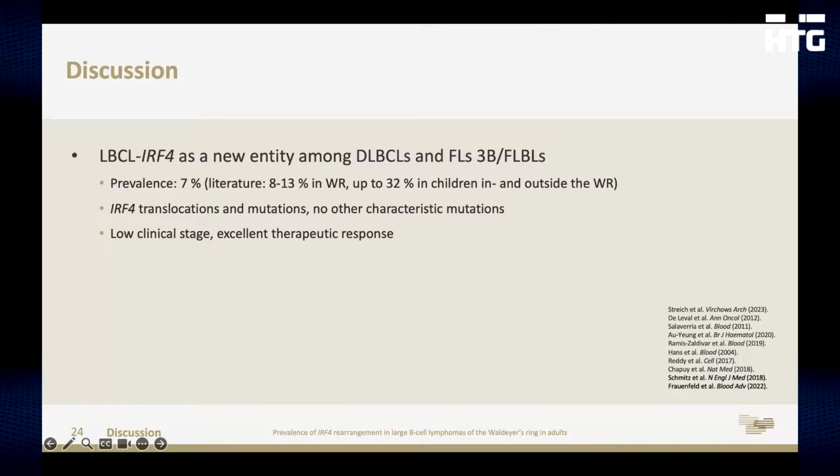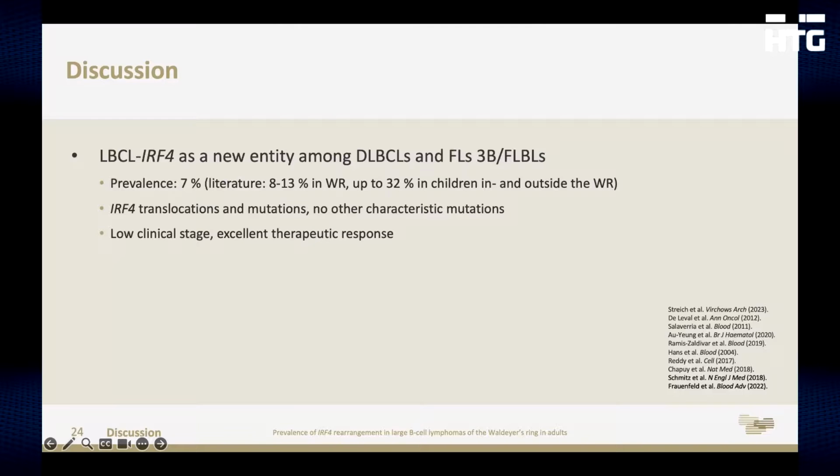And our results confirm the classification of large B-cell lymphomas with IRF4 rearrangement as a new entity among DLBCLs and follicular large B-cell lymphomas. The prevalence in our case collective in the Waldeyer's ring is 7%, and both cases show a GCB phenotype as well as IRF4 translocation and mutations while lacking other characteristic mutations.